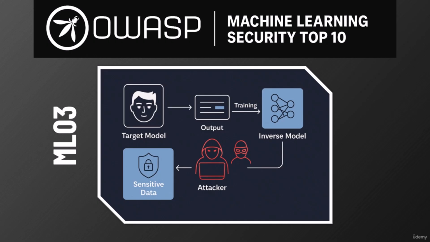For example, imagine a facial recognition system that classifies individuals based on biometric data. If an attacker can repeatedly query the system and collect its outputs, they may be able to reconstruct approximate facial features of the people used during training. That would be a serious privacy breach. Notably, the more detailed the output, like full confidence scores across multiple classes, the easier it is for an attacker to build an effective inverse model. On the other hand, limiting the output to only the top predicted class makes this type of attack much harder to carry out.